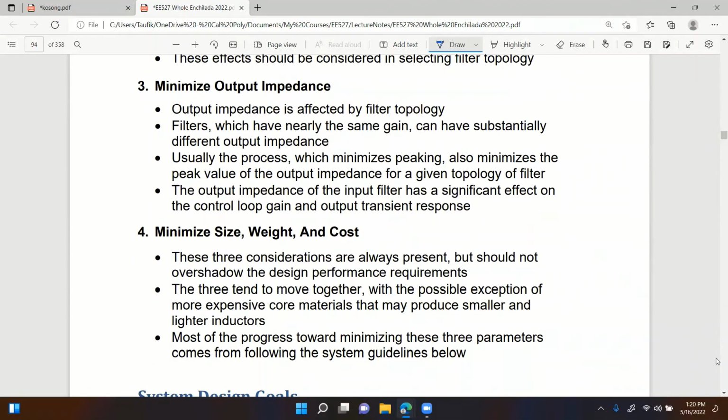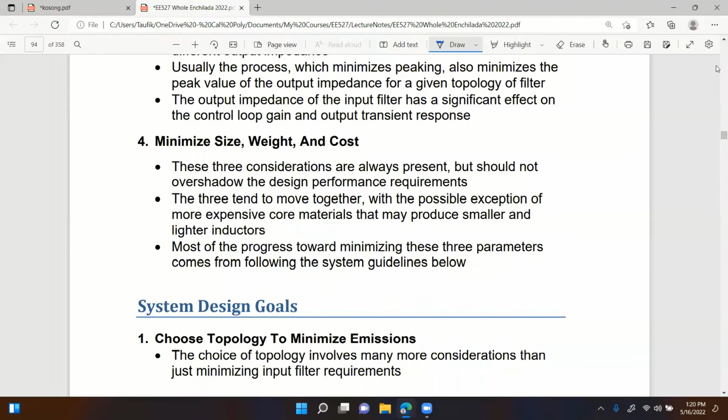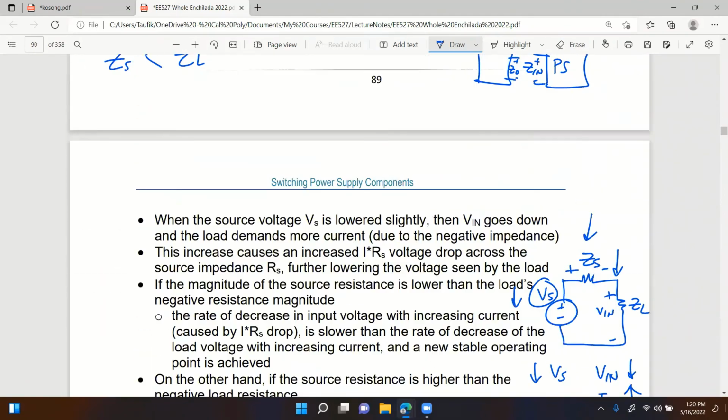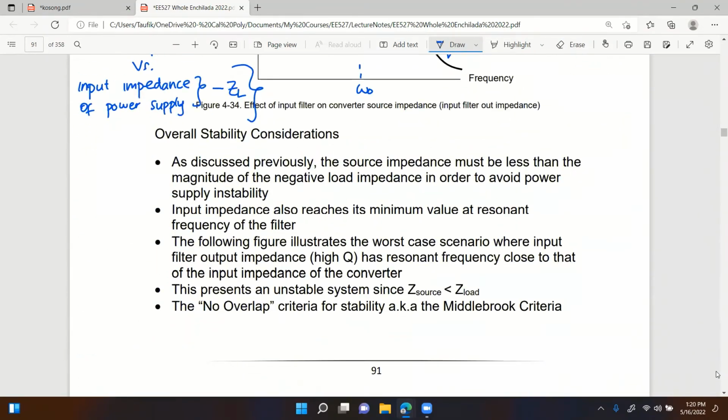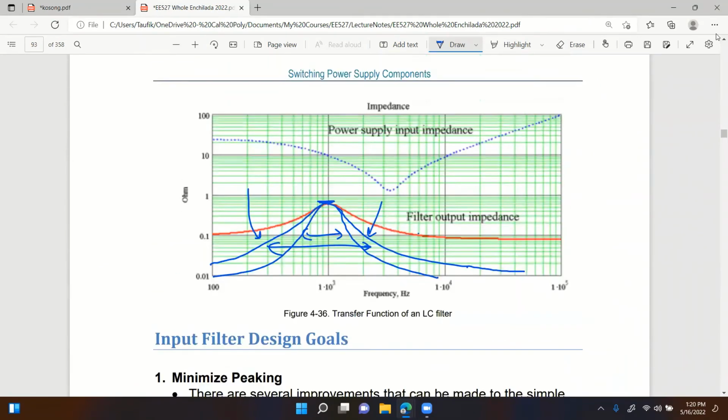Minimize size, weight, and cost. That's another goal for the filter. And of course, avoid the overlapping of the two plots. You need to make sure that these two don't overlap.